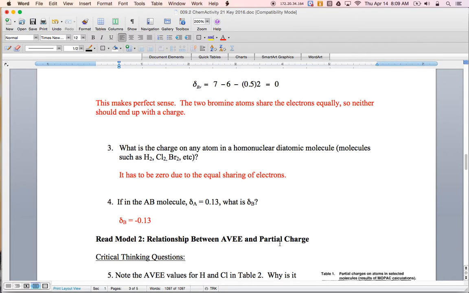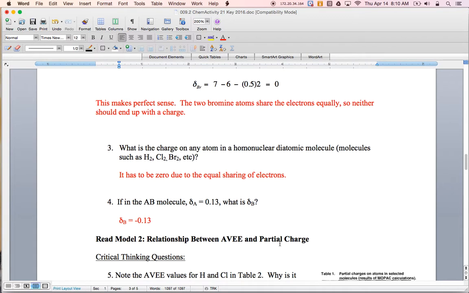And this idea has to hold true for all of our homonuclear diatomic molecules. These are the molecules where two atoms of the same element have formed a bond, and the partial charges on these atoms have to be 0 in every case due to the fact that the electrons are shared equally because the two atoms sharing the electron are equal.